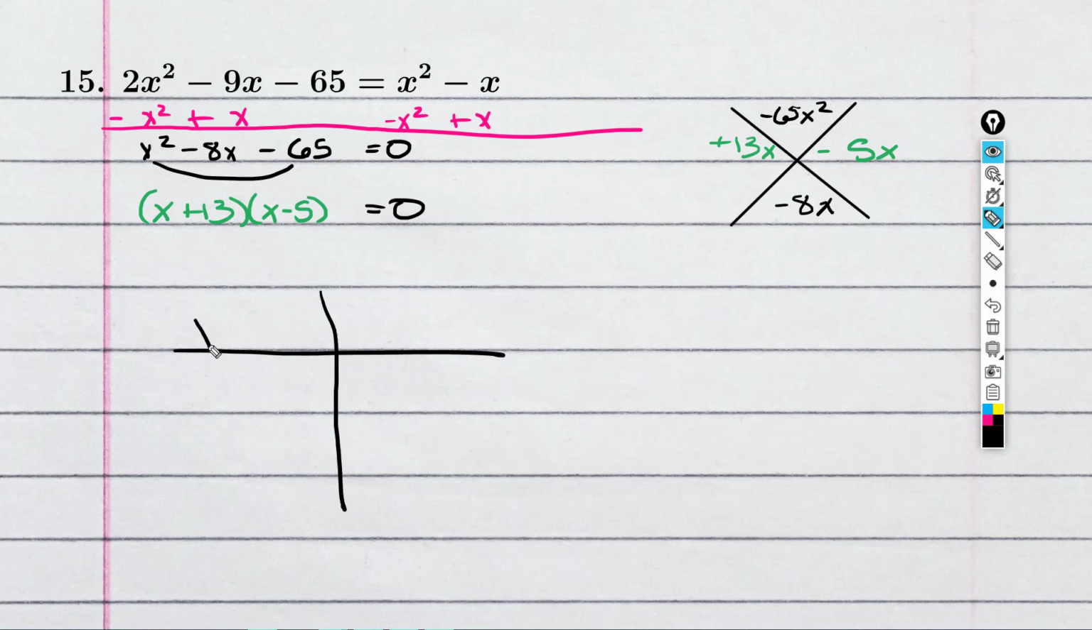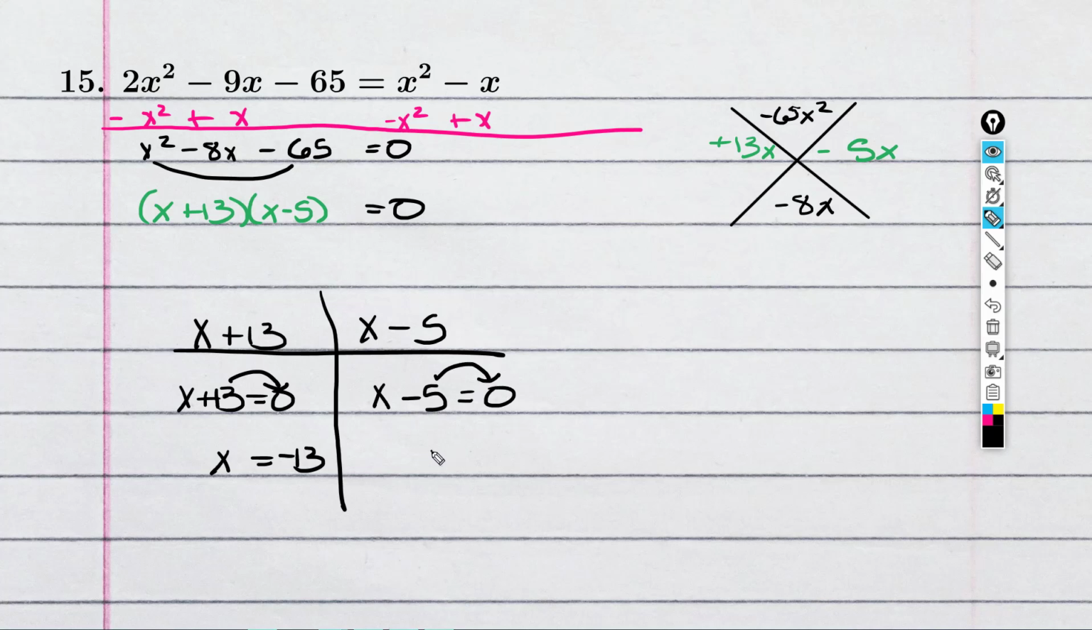So make your chart, x plus 13 is one side of our chart and x minus 5 is the other. So x plus 13 equals 0. Move the 13 over to the side with the 0. We get x is equal to negative 13. X minus 5 is equal to 0. Move the negative 5 over to the 0. And x is equal to positive 5. So when I put these in order from least to greatest, the negative 13 shows up first, and the positive 5 shows up second.